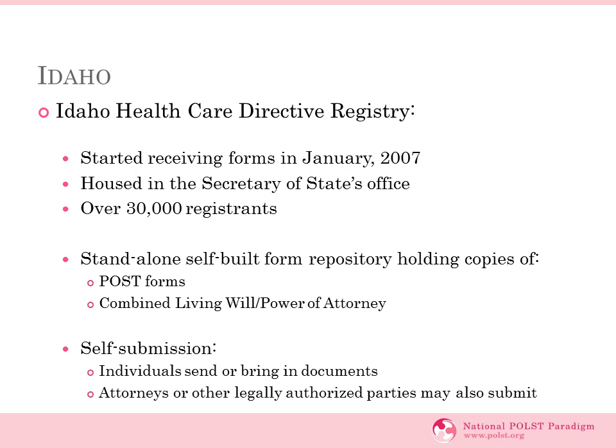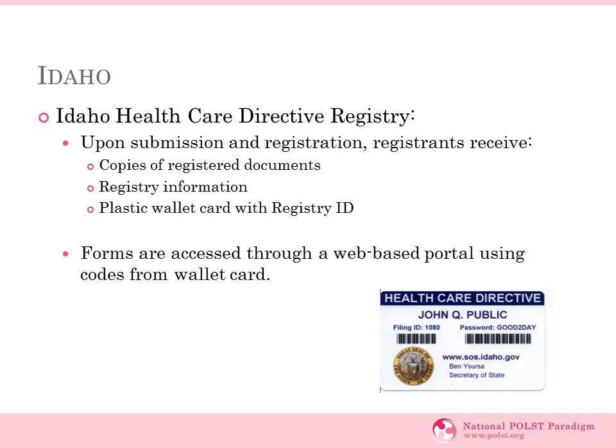This is a self-submit registry, which means that individuals send or bring in documents, as well as attorneys or other legally authorized representatives who can submit to the registry. Upon the submission and registration, registrants get copies of their information as well as a wallet card as demonstrated on this slide. So forms are then accessed through a web-based portal using codes from the wallet card. Another mechanism is during business office hours to call the Secretary of State's office and the information can be generated.